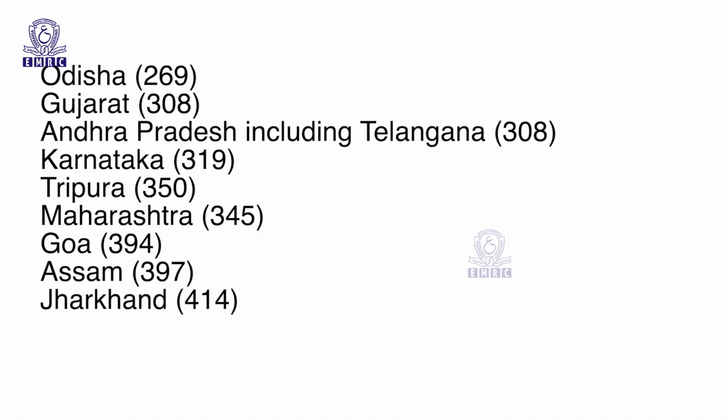Areas of moderate density. Now let's look at them. This class includes those areas which have 251 to 500 persons per square kilometer. The average for the whole of India, which is 382 persons per square kilometer, also falls in this class. Odisha, Gujarat, Andhra Pradesh including Telangana, Karnataka, Tripura, Maharashtra, Goa, Assam, and Jharkhand are included in this category.